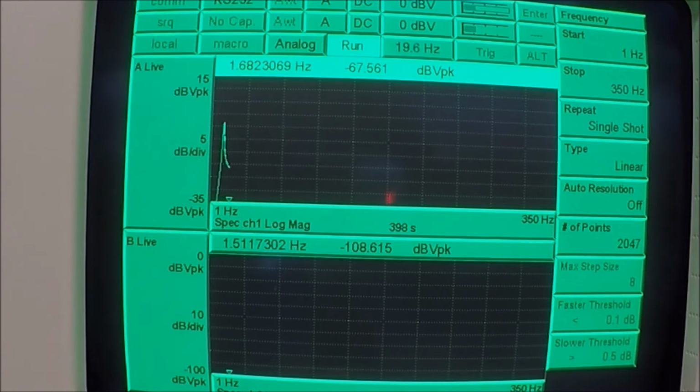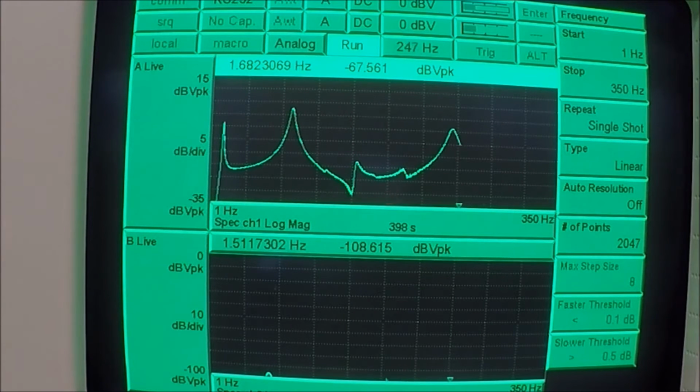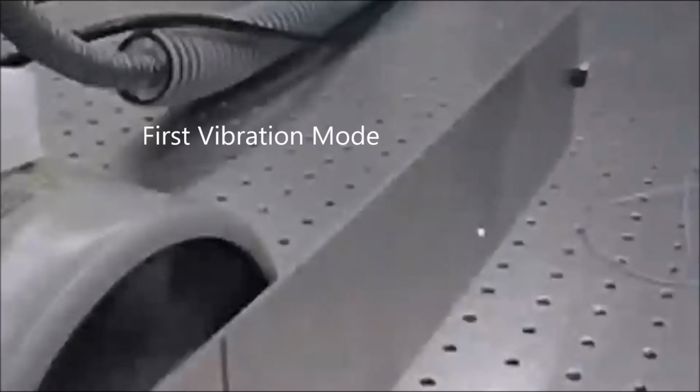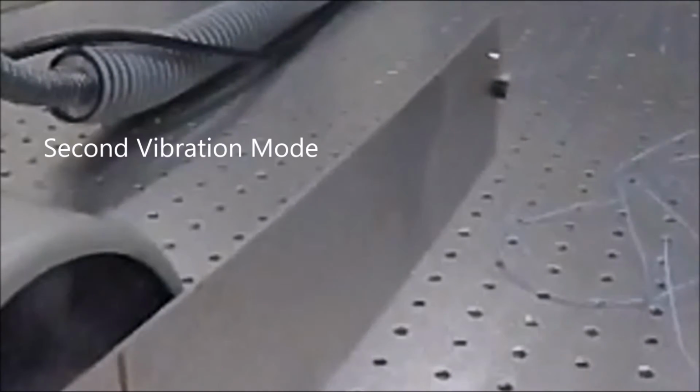The sine sweep depicted here is the frequency response of the beam. The first two modes can be captured by the camera, as seen here. The third mode cannot be captured due to the high frequency.